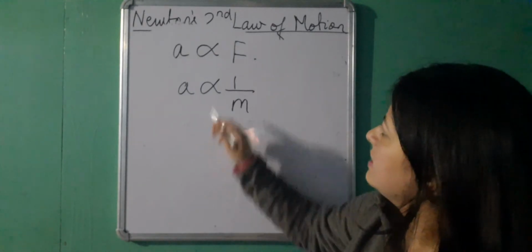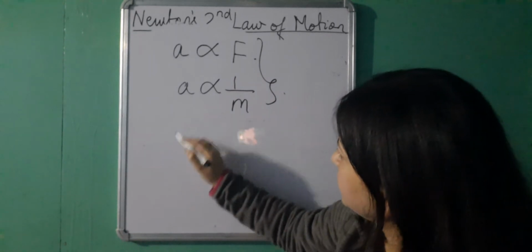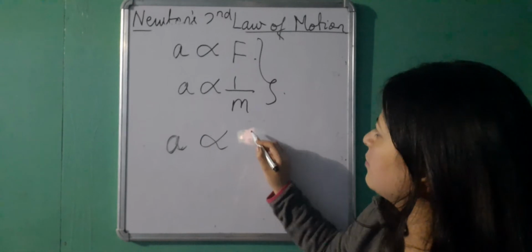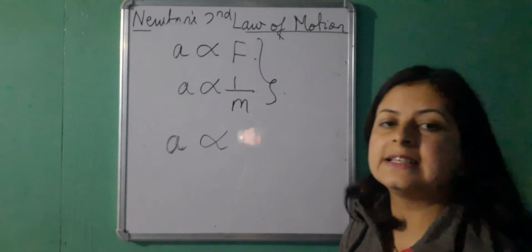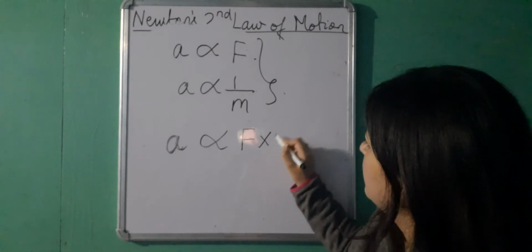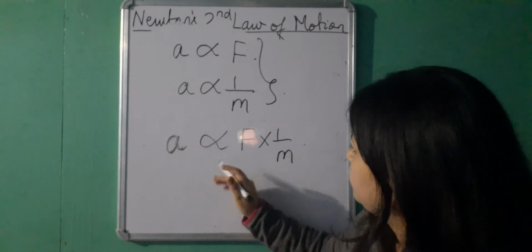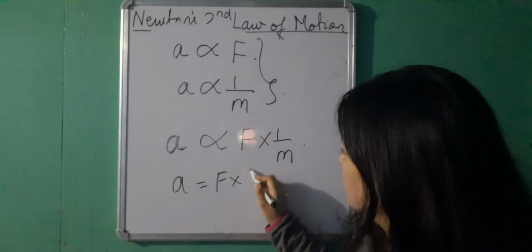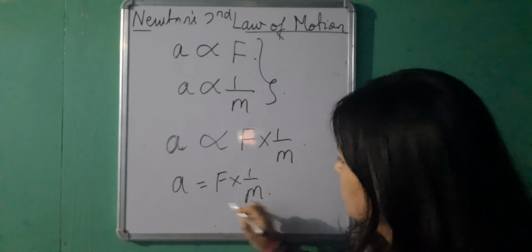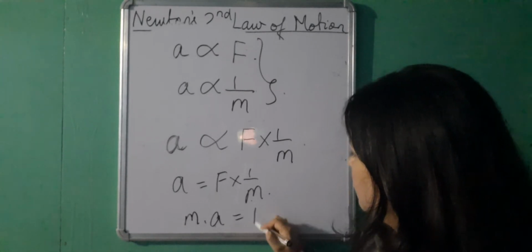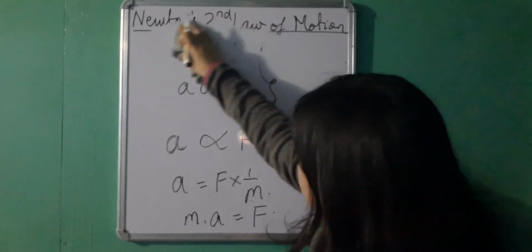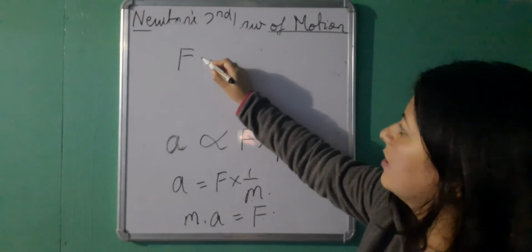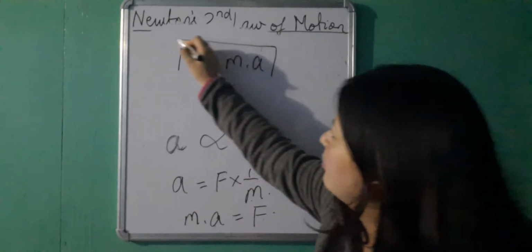Now what happens? We can combine these two equations to get an equation. This is called combining equations. Left hand side is the same, is proportional to, we just have to multiply both the things which are lying on the right hand side of both the equations. So F into 1 by m. Now we can remove the sign of proportionality. A is equal to F into 1 by m. Or m into A is equal to F, or just flipping sides, we get the mathematical form or the postulate of Newton's second law, that is F is equal to mass into acceleration. I box it, means it is important.